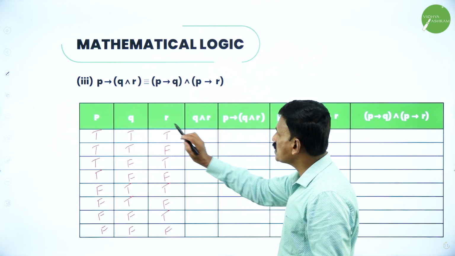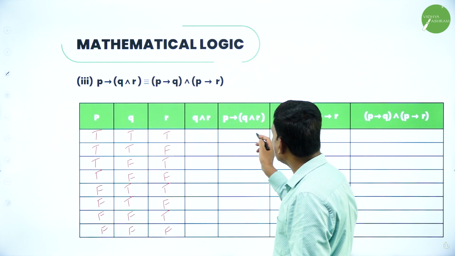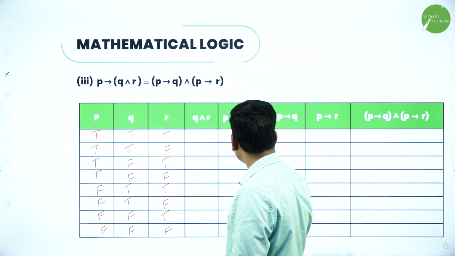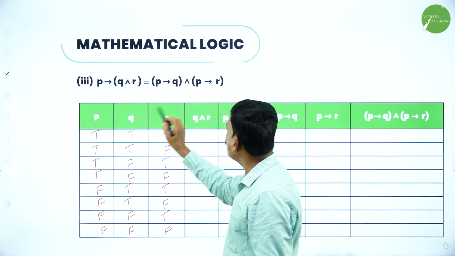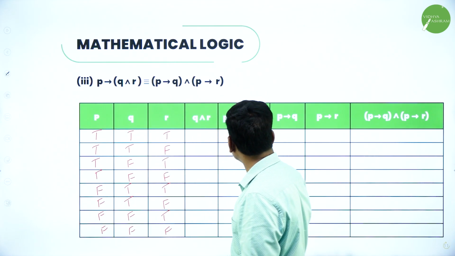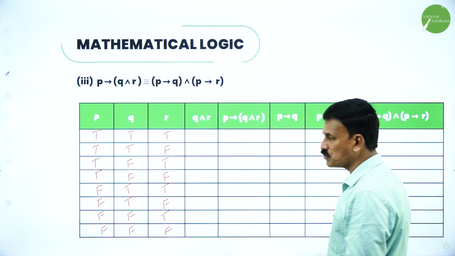Next, first P, Q, R, then Q conjunction R, then P conditional to Q conjunction R, that is first. Then P conditional to Q and P conditional to R, and then the conjunction for these two, right?